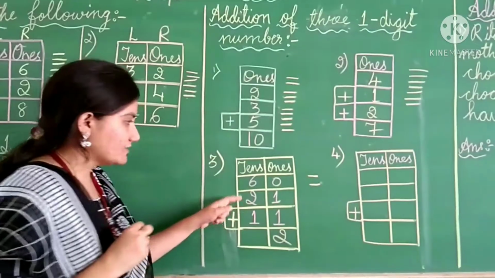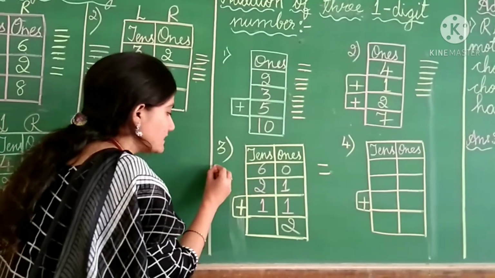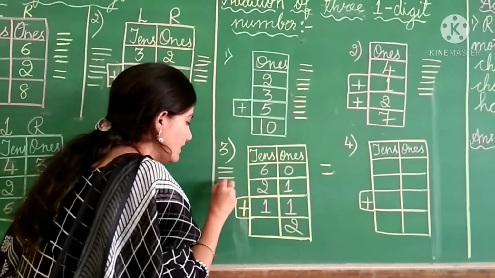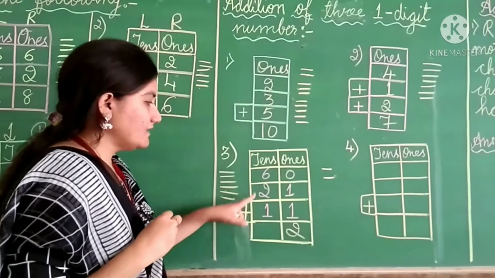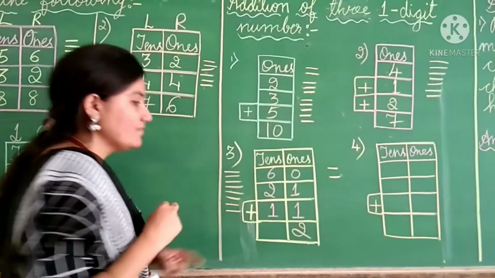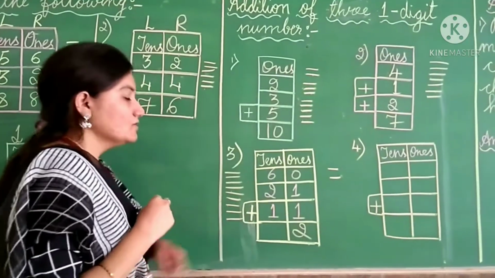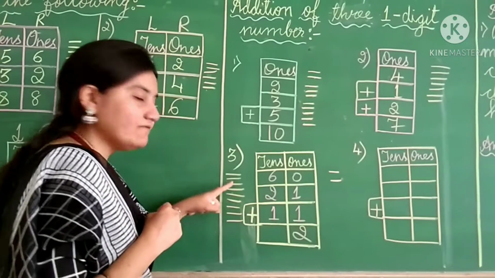Then next, in tens, what is the first number? 6. So I will draw 6 lines. 1, 2, 3, 4, 5, 6. Then the second number is 2, so I will draw 2 lines. 1, 2. And the third one is 1, so I will draw 1 line. So now from top to bottom we'll add.